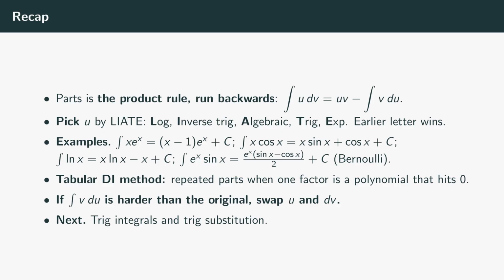For repeated parts where one factor is a polynomial, the tabular DI method collapses what would be 3 or 4 pages of computation into one little table. Use it when the D column terminates. Don't use it when it cycles. If parts makes the integral worse instead of better, swap u and dv and try again. The 2 ways to split a product are dual, and usually one of them works.